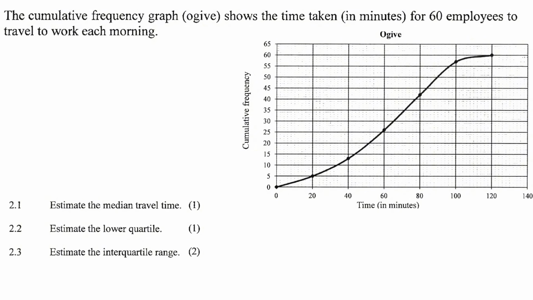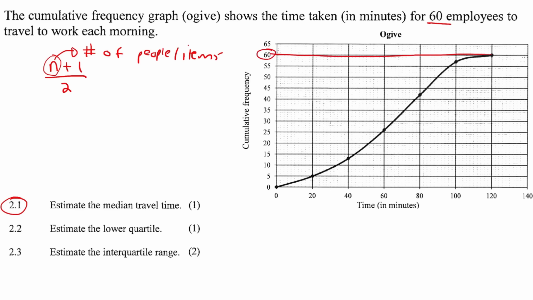Okay, let's begin. The cumulative frequency shows the time taken in minutes for 60 employees to travel to work each morning. So the first question says estimate the median. Now we know that for the median, the formula is n plus 1 over 2. Now you've got to be careful. What is n? N is normally the number of people or items. So we have a total of 60 employees, and we can see that over here as well. We can see that the graph stops up at 60. So that is our n. So you're going to say 60 plus 1 divided by 2, which is going to give you 30.5.